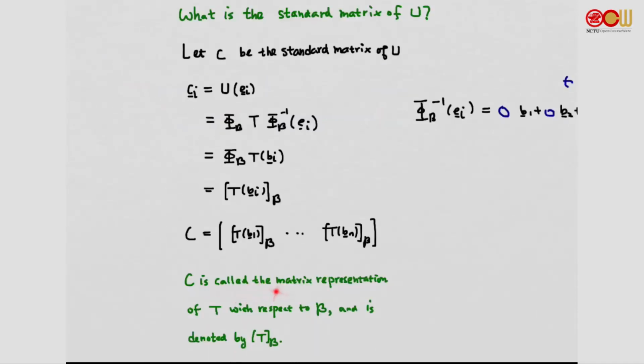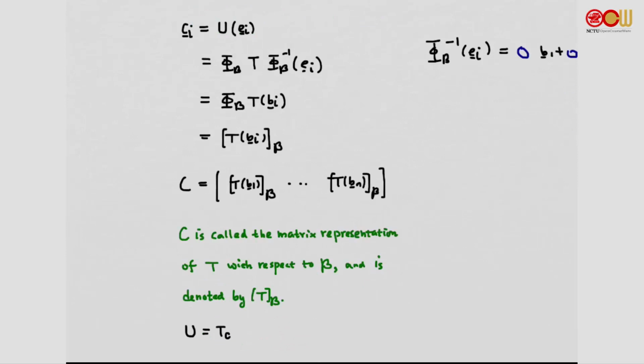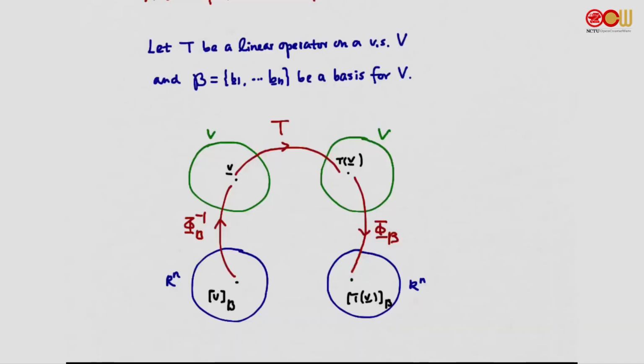This C matrix is called the matrix representation of T with respect to the basis B, and it's denoted by T_B. The U linear transformation has a standard matrix equal to C, so we can view U as a linear transformation induced by the matrix C. If we go back to this picture again, then we have the composition of the three, equivalent to this one. This is U, and U is equal to T_C. And this C matrix is the matrix representation of T.